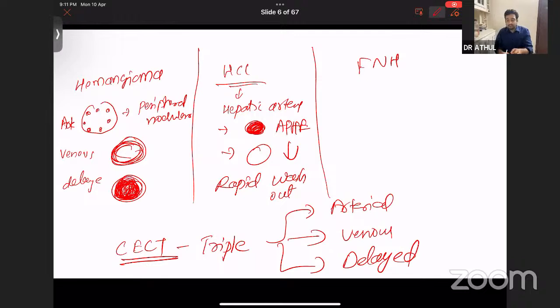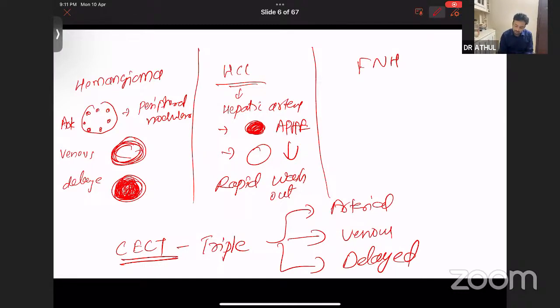The physiology behind this is very simple because hepatocellular carcinoma is supplied by the hepatic artery. So the contrast will reach the lesion through the arterial phase. Immediately after the phase is over, because of high vascularity of the tumor, it will immediately wash out.